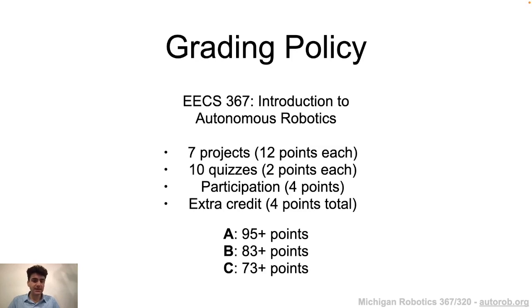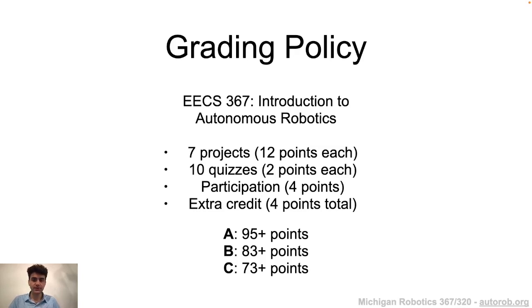Based on this set of projects, quizzes, and participation, the grading will break down into the scale given here. If you get a total of 95 or more points, that will be some form of an A in the class. For a B, it'll be if you get above 83 points, and then a C above 73 points. We're trying to be as transparent as possible. There's not any final exam or midterm exam. It's really meant to be a project-focused class. If you have any questions about the grading policy, don't hesitate to ask. We're happy to answer or clarify any questions as they come up.